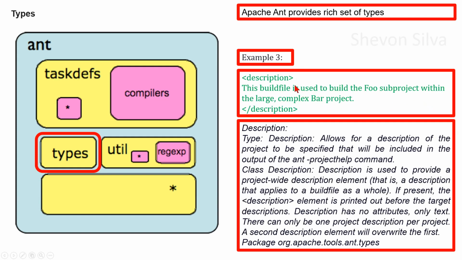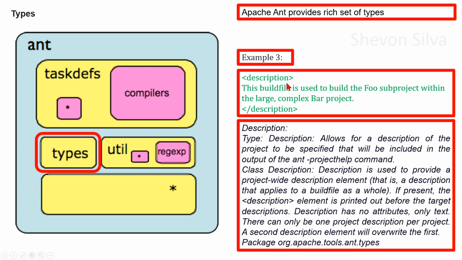Now we are considering description. Type description allows for a description of the project to be specified that will be included in the output of the ant -projecthelp command. With regard to API, class description is used to provide the project-wide description element, that is a description that applies to a build file as a whole.